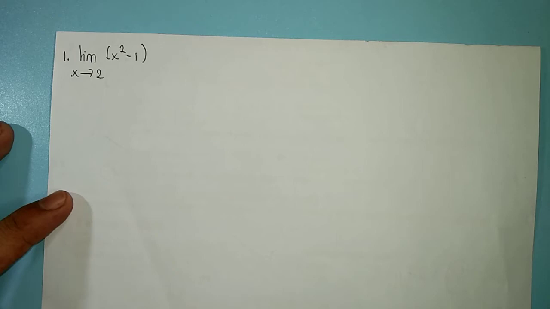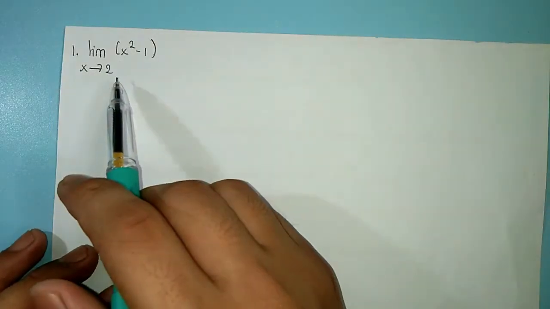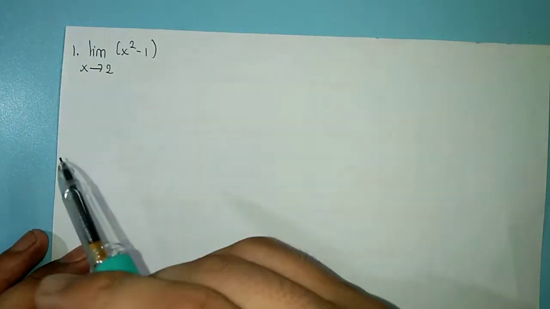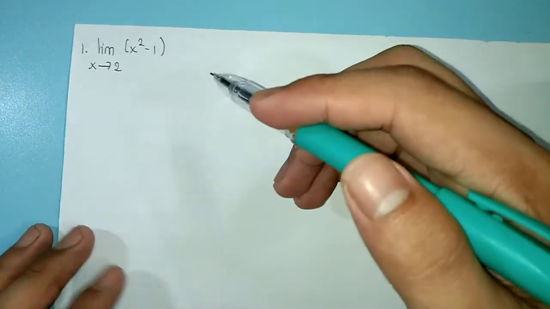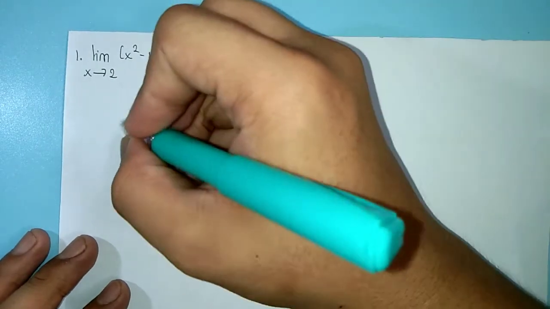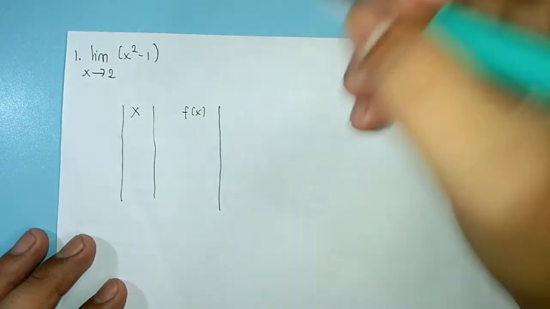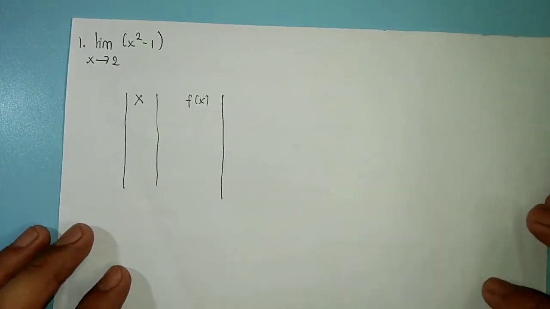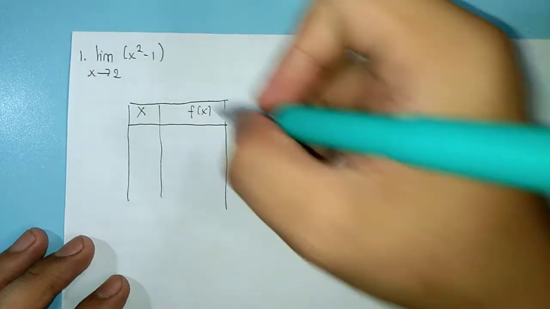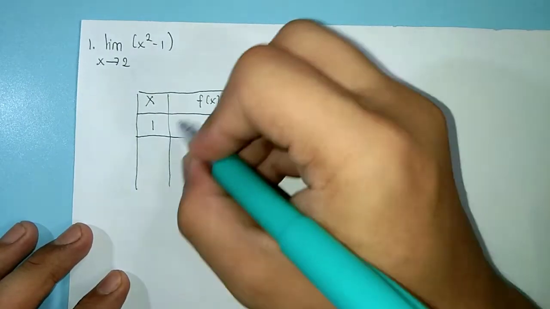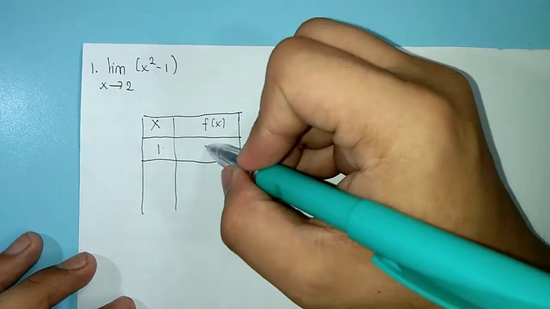Now, by table of values, we'll look at the values on the left side of 2. We start at 1, then approach 2, and look at the behavior. So, let's have x, then f of x. Let's start with 1, on the left side first. What will be our f of x? Substitute 1 here: 1 squared minus 1, that will be 0.